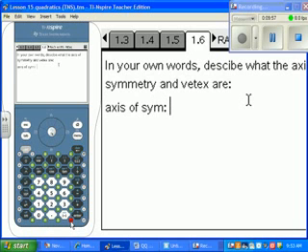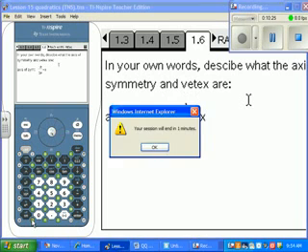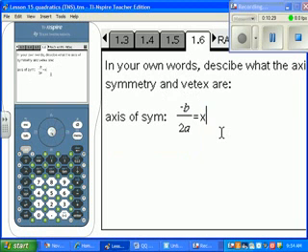Axis of symmetry. The formula for this, put in a fraction template: negative b over 2a, and that equals x. Okay, so to find your axis of symmetry, you use negative b over 2a. That's the formula we would use. Where would we find the a and the b? The quadratic equation. From the quadratic equation.